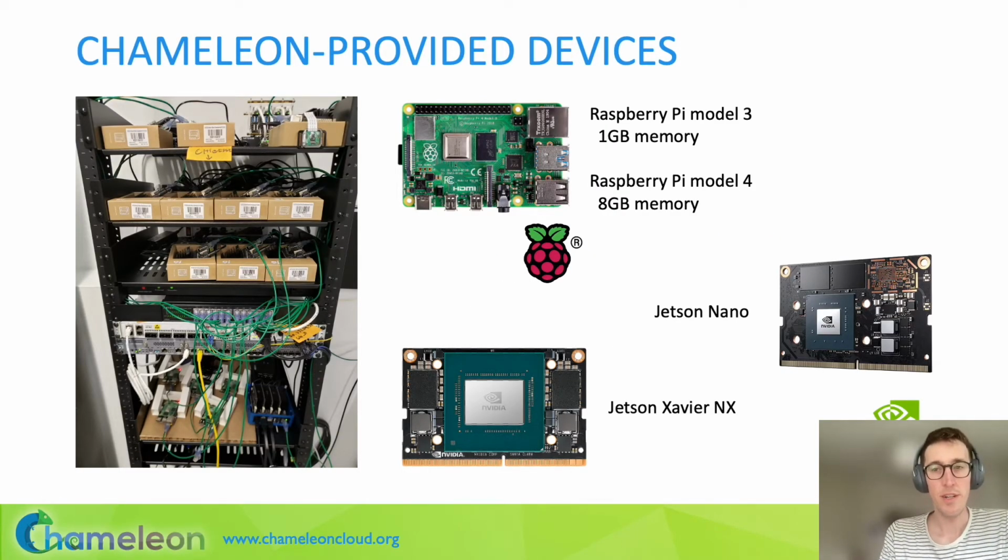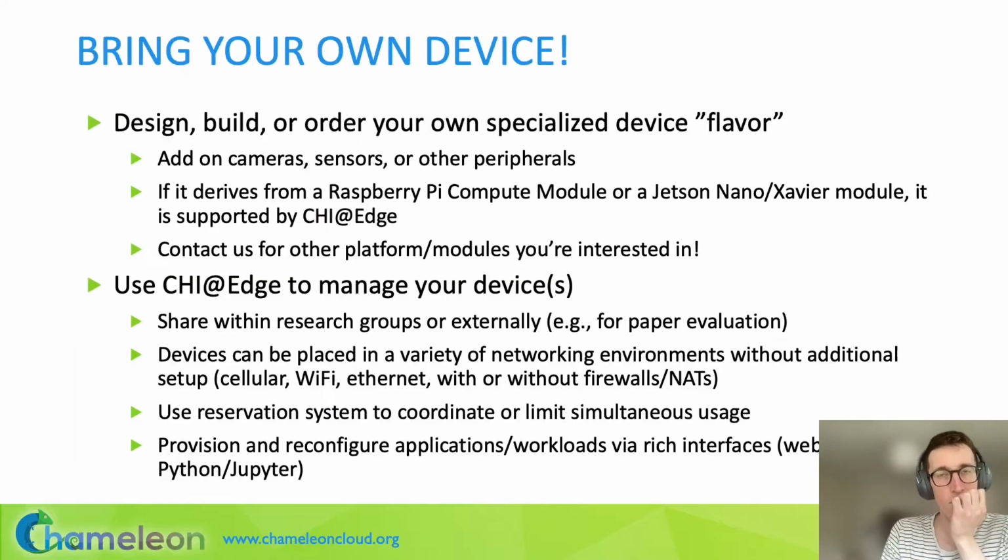You can get started with Chi@Edge immediately by making a reservation for any of the devices installed and maintained by the Chameleon team. These include numerous Raspberry Pis and Jetson Nano and Jetson Xaviers, both of which have GPUs on board and available from your container. Some of these devices also have additional capabilities like an attached camera. However, it's infeasible for us to conceive of every possible interesting device configuration, try as we may.